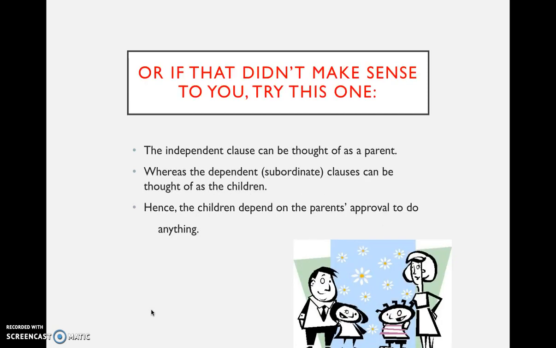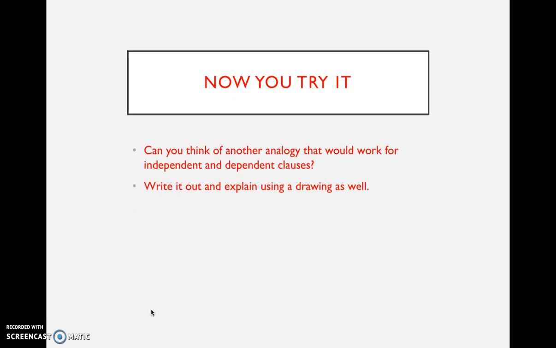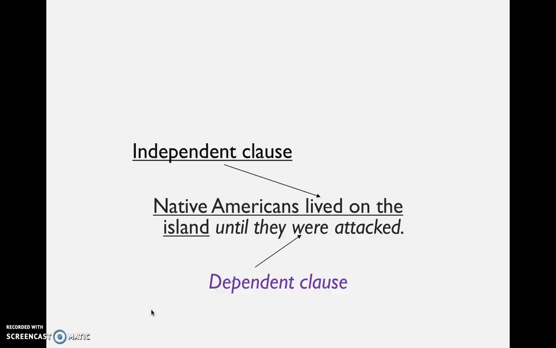Or, if that didn't work, how about the independent clause is a parent, and the dependent clauses, or the subordinate clauses, are the children. Hence, the children depend on the parent's approval, assistance, etc. to do anything. You can't just have them wandering alone, otherwise it doesn't work. So, on your sheet, after you're done taking notes, I want you to think of your own analogy. So something besides the manager, worker, or parent's child situation that I've already covered here.